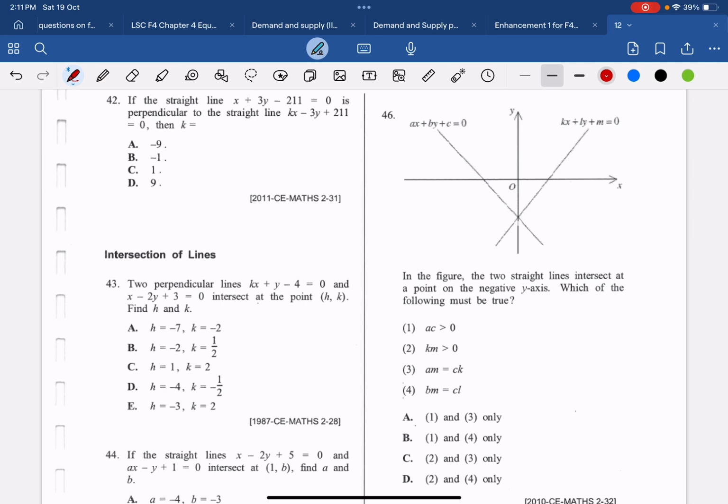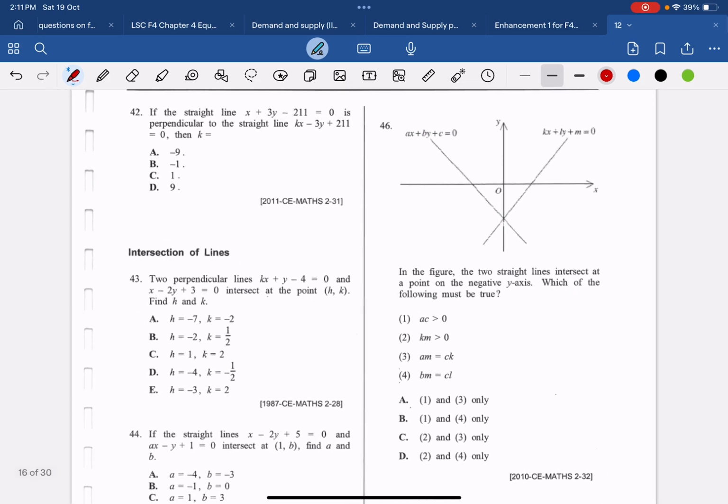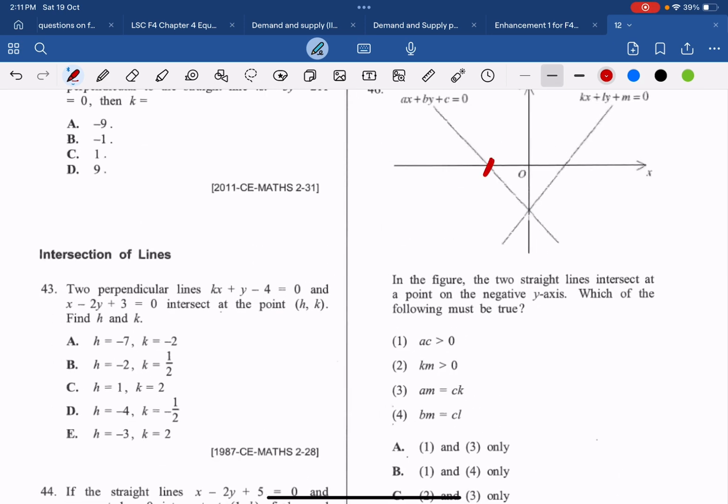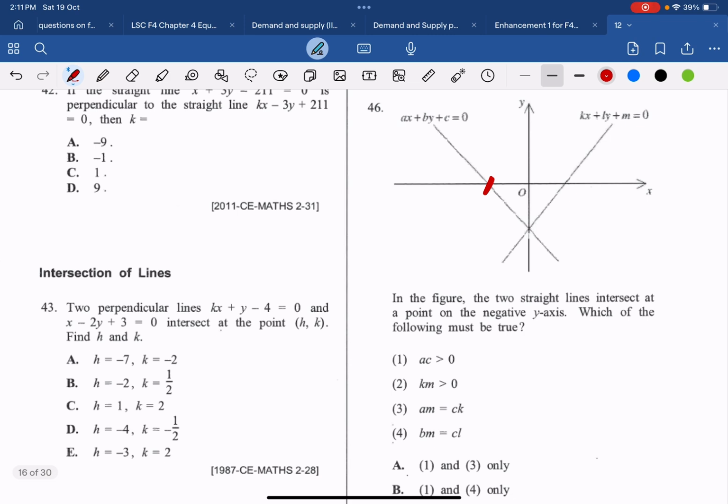Okay, so let's see. Maybe I will try to look at this first, the x-intercept. So the x-intercept for this point, y goes to 0. Which means this point is negative c over a and then 0. Okay, you solve for x.